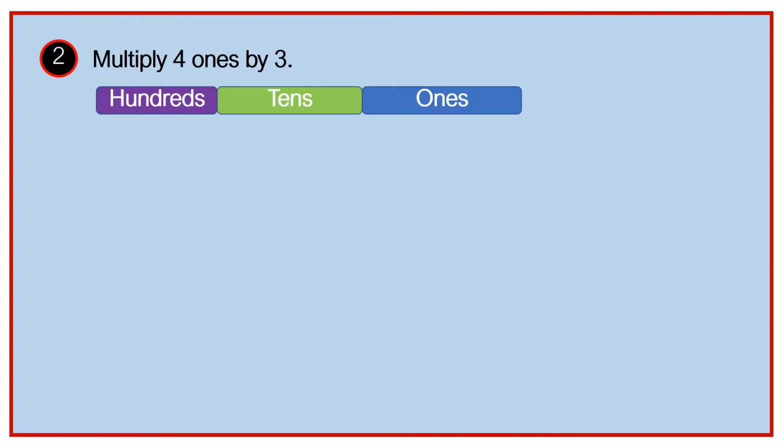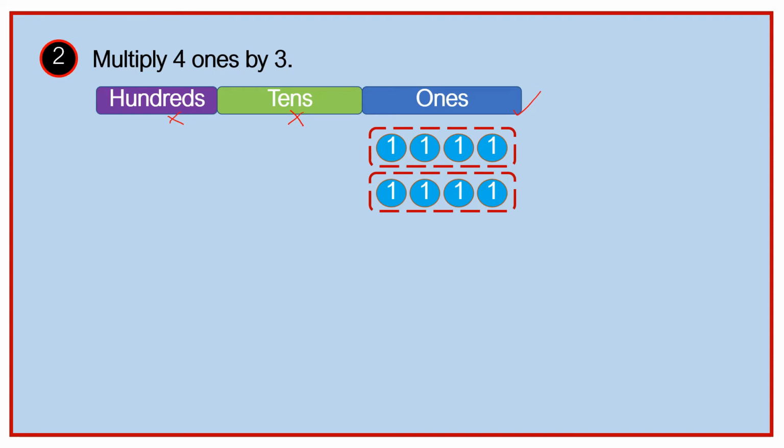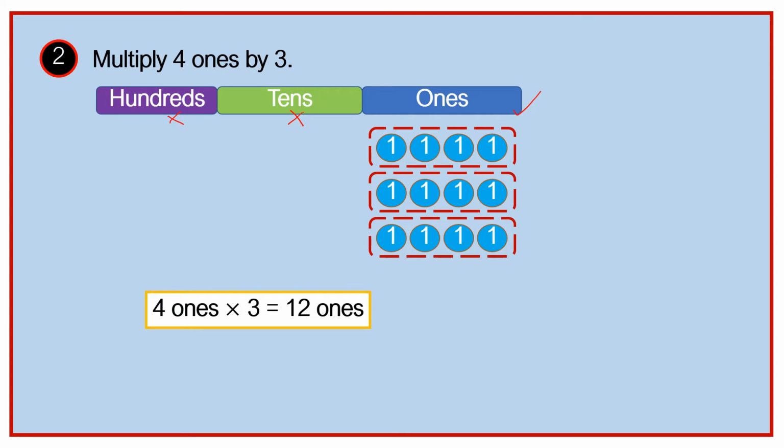So still we do not have hundreds, we do not have tens, but we have got ones. So we have 4 ones. This time we will multiply it 3 times since we are multiplying by 3. So we have 4 ones times 1, now times 2, and times 3. So you can see that we have got 12 ones. Therefore, 4 ones times 3 equals 12 ones.